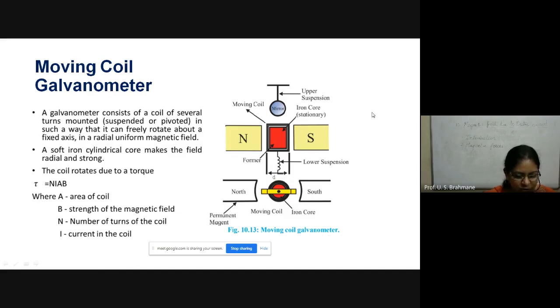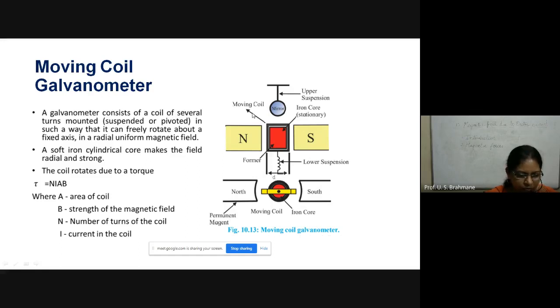So this is the figure which is representing the moving coil galvanometer. These are the two views: this is the top view, and this is the side view. A galvanometer consists of a coil of several turns mounted or suspended or pivoted in such a way that it can rotate freely about a fixed axis in a radial uniform magnetic field.